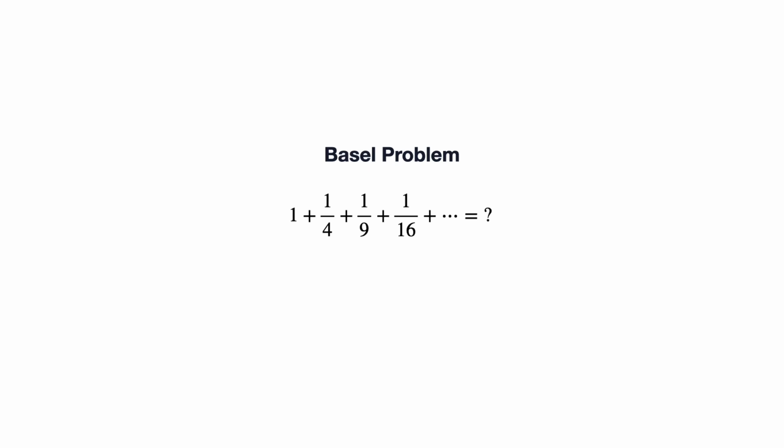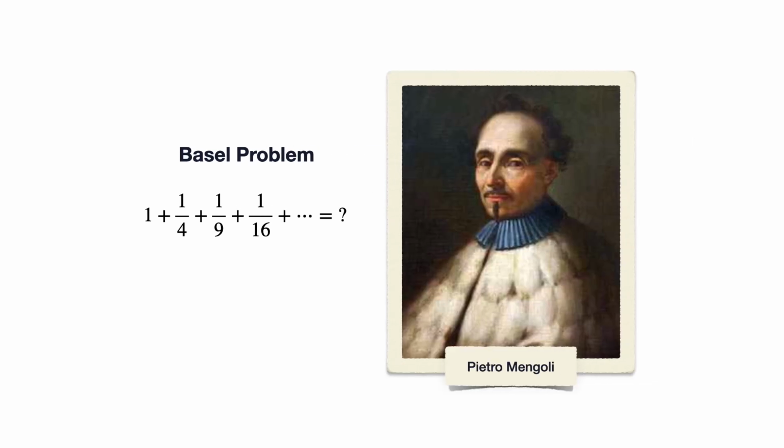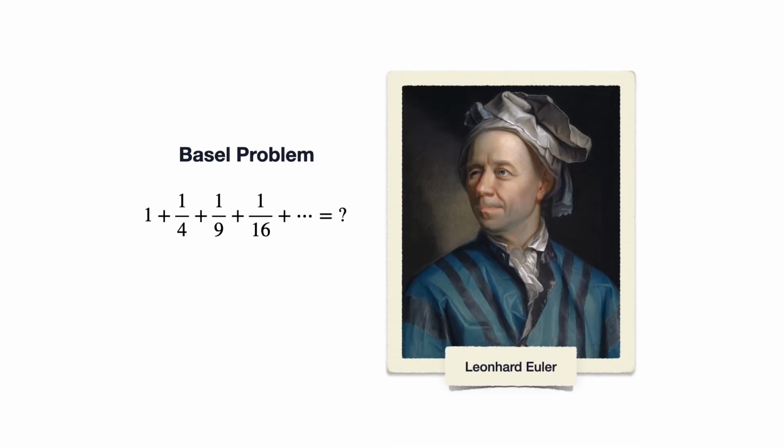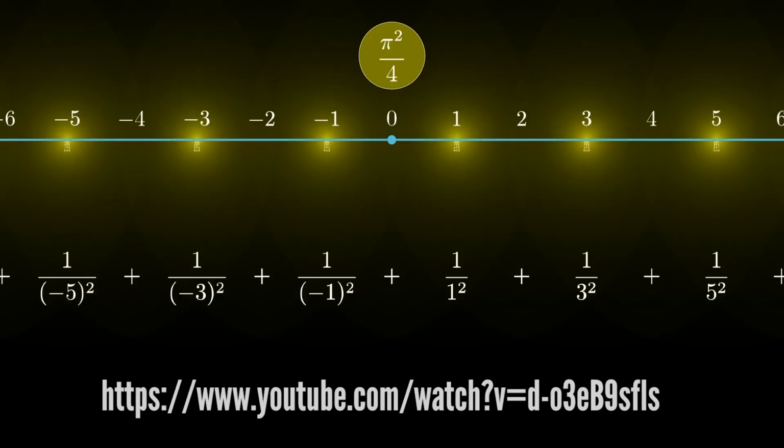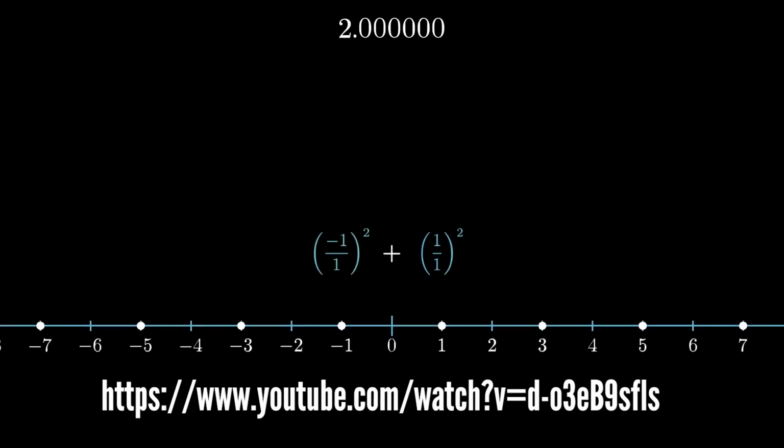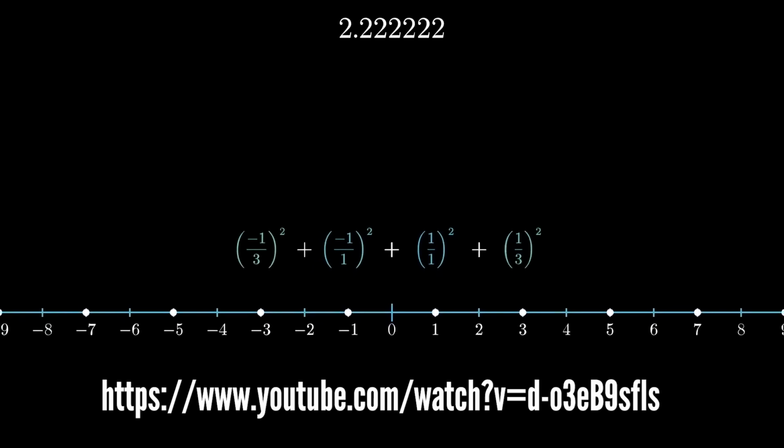This problem was first posed by Pietro Mengoli in 1650. More than 80 years later, Euler shocked the math world by discovering the infinite sum equals pi squared divided by 6. And I'm creating this video because I was inspired by Grant Sanderson's beautiful lighthouse proof.